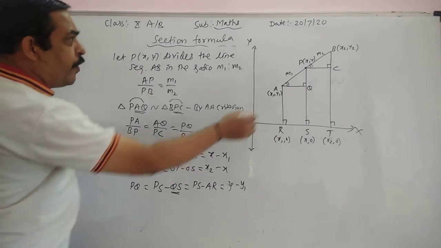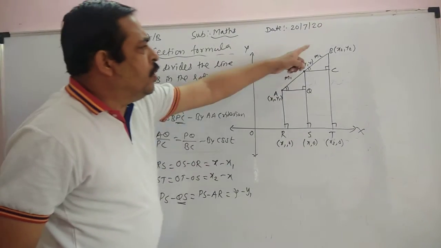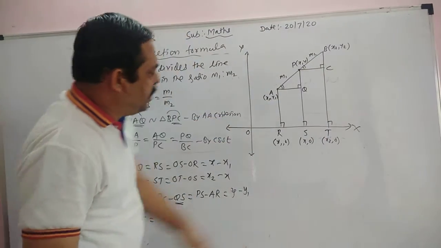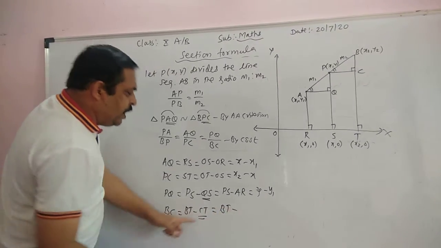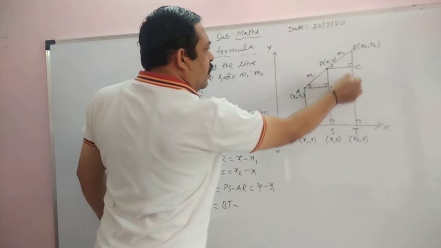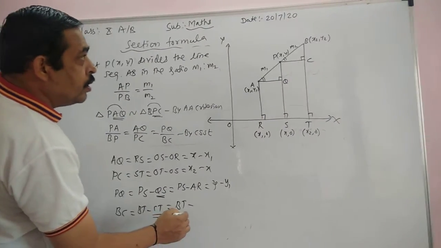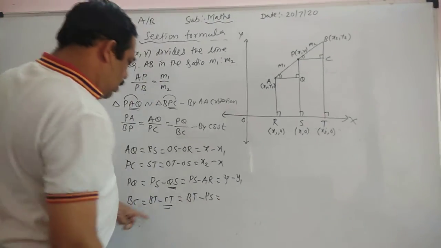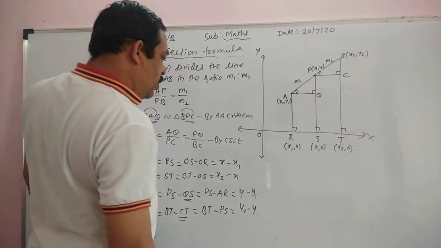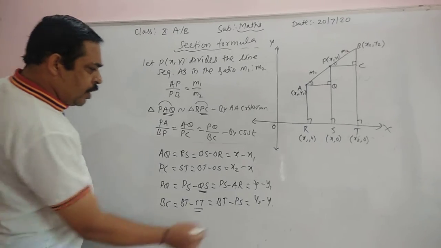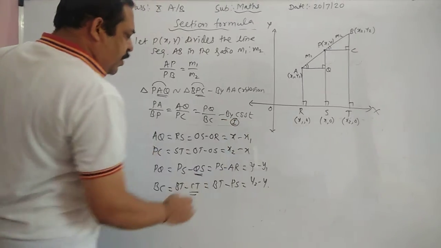Now we find BC. BC is equal to BT minus CT. But what does CT mean? CT means PS. Then we get BT as y2 minus y. PS value we calculated. y2 minus y. Substitute all these values in equation 1. Suppose we consider this as equation 1.